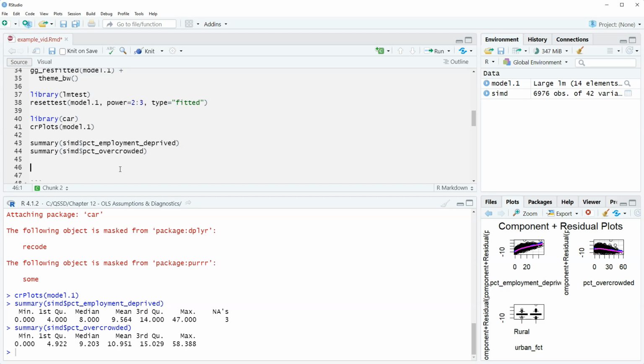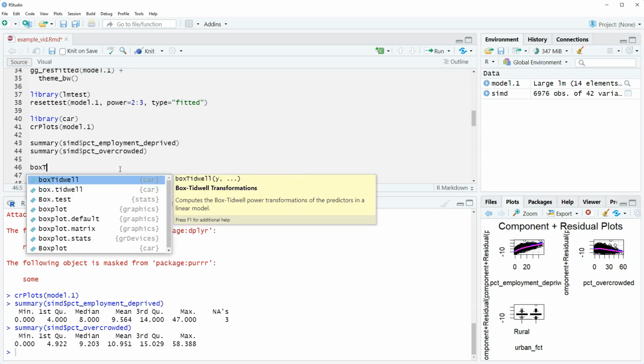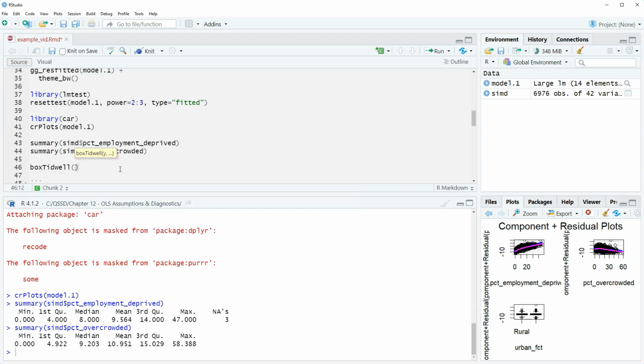Okay, so the function is boxTidwell, and then there's different ways we can actually specify this. We're gonna do it in this specific way. We're gonna do percent underscore depress, and then tilde. I'm gonna put a space there so it's clearer. Tilde, and then we're going to use the I function, which we talked about in a previous chapter. So the I function allows us to make a variable transformation on the fly, so without needing to create a new variable.